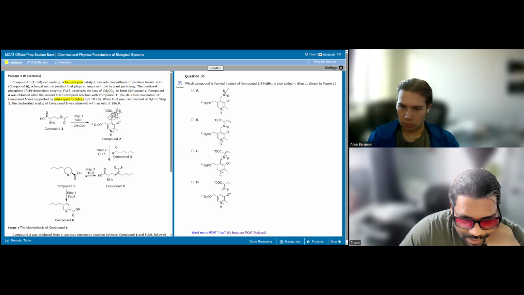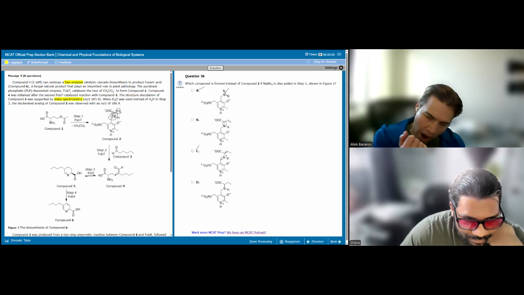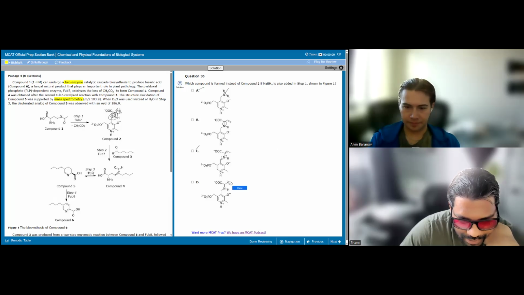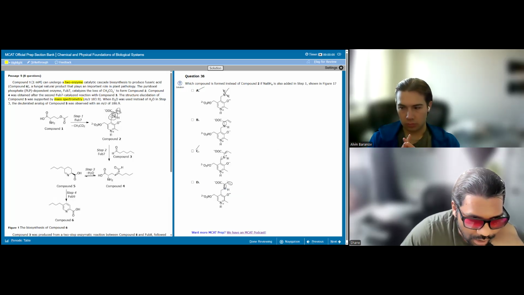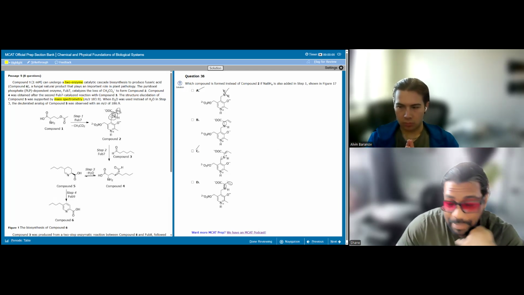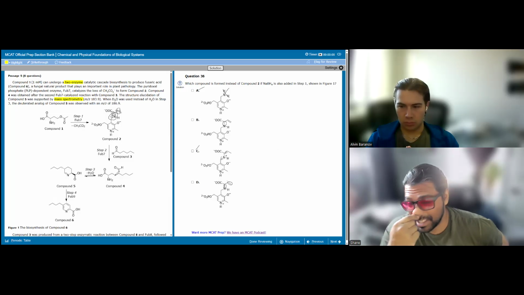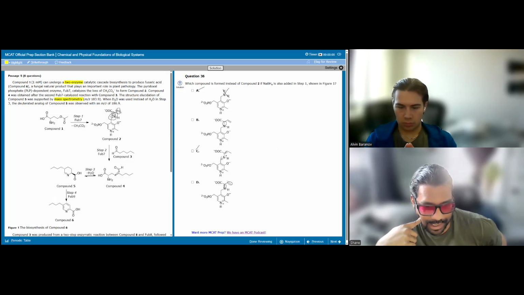So I don't think it's this, I don't think it's this. And then in B, the only thing that changes is we have lost a double bond here. And in D, what has changed is we lose a double bond here and here, and we lose the charge of the nitrogen. So based on that, but not based on anything else, I lean towards B.